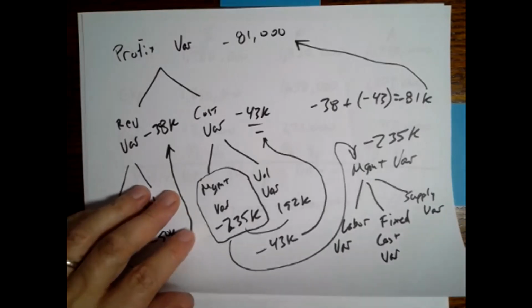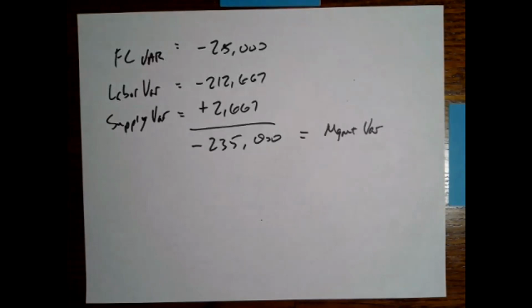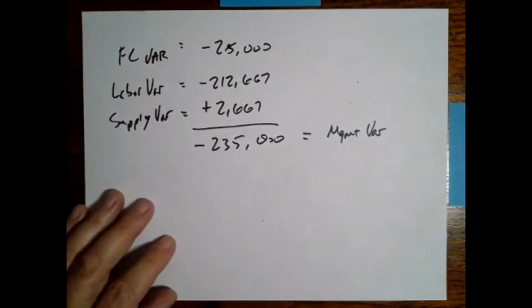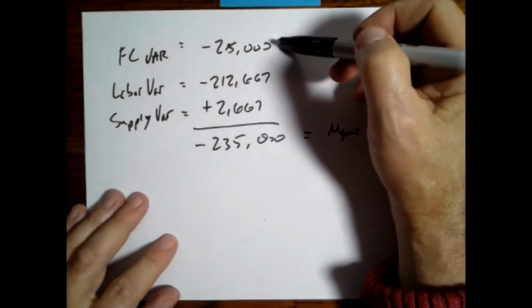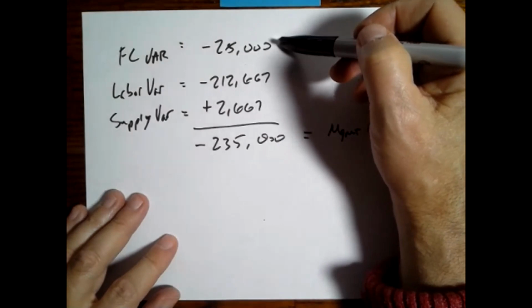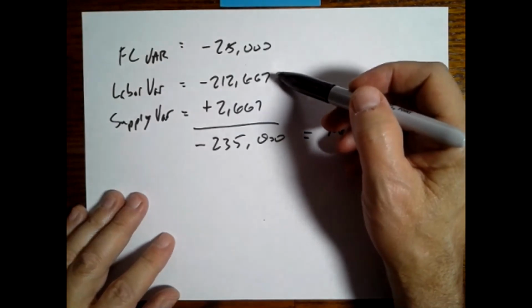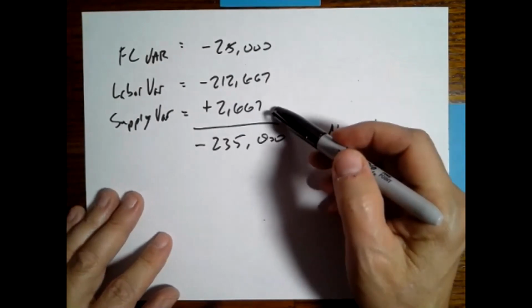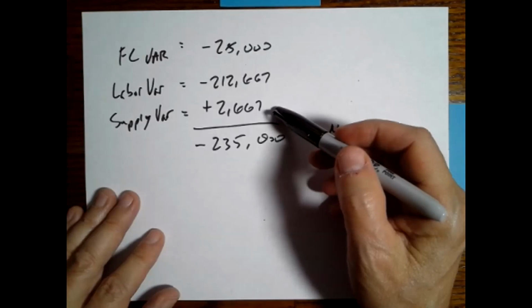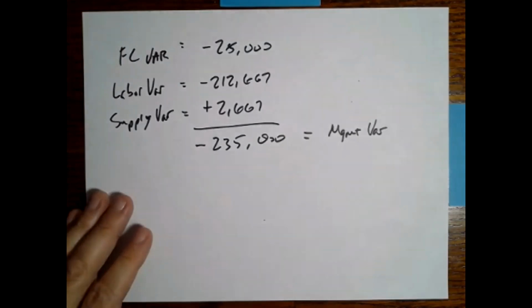And so we break the management variance down further, and we saw our management variance was off by that 235. 25,000 of it is explained by the fact that our fixed costs came in $25,000 higher than expected. Much more significantly was the fact that we spent more on labor than we expected to. And we had a minor offset from doing slightly better on managing our supply utilization.